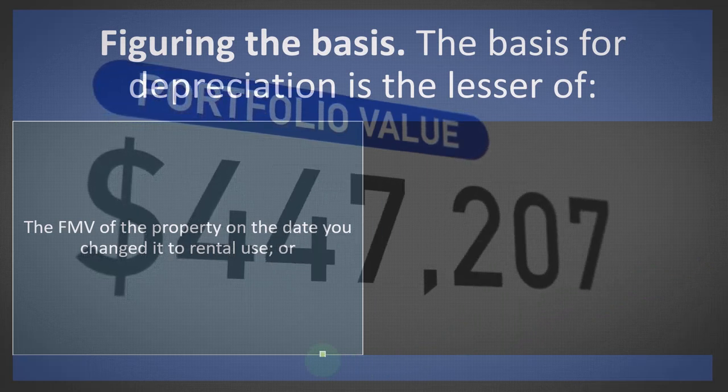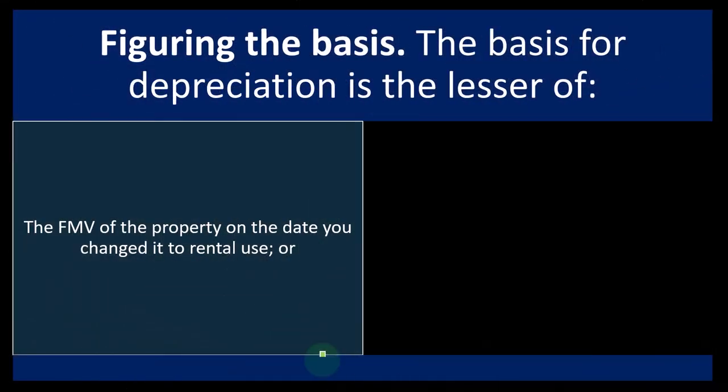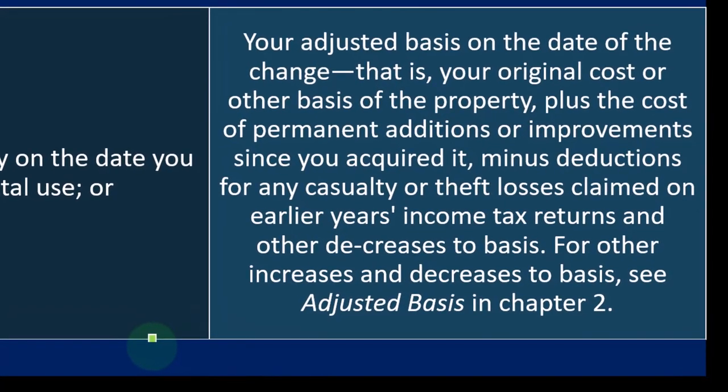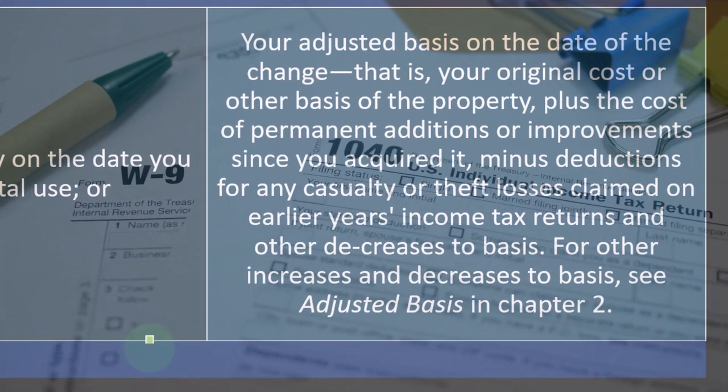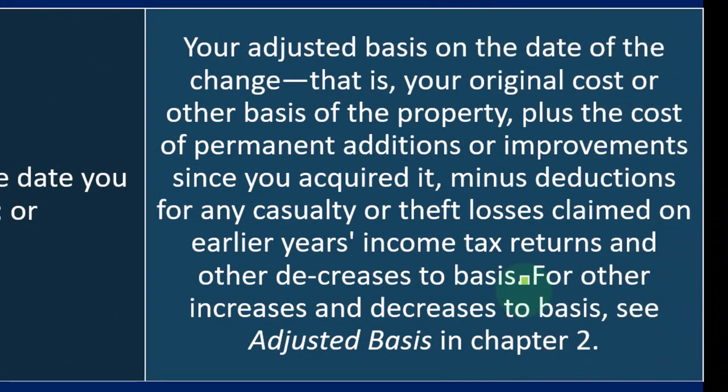Figuring the basis. The basis for depreciation is the lesser of the fair market value of the property on the date you changed it to rental use, or your adjusted basis on the date of the change. That is your original cost or other basis of the property plus the cost of permanent additions or improvements since you acquire it, minus deductions for any casualty or theft losses claimed on earlier years' income tax returns and other decreases to debt.